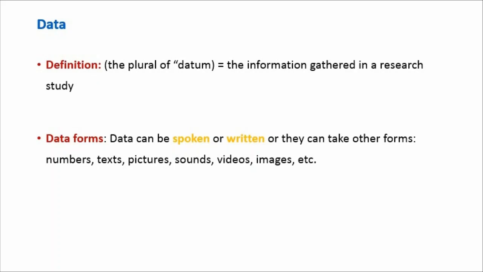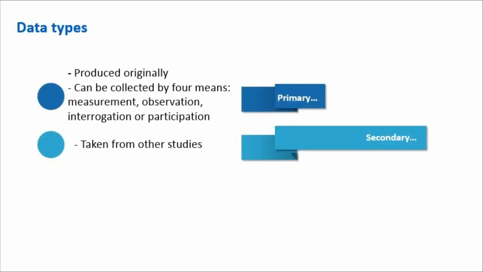Data can be spoken or written, or they can take other forms. This is related to the nature of the phenomenon being investigated. For example, in some studies, data take the form of numbers. In others, they take the form of texts, pictures, sounds, videos, images, etc. Let's talk now about data types.